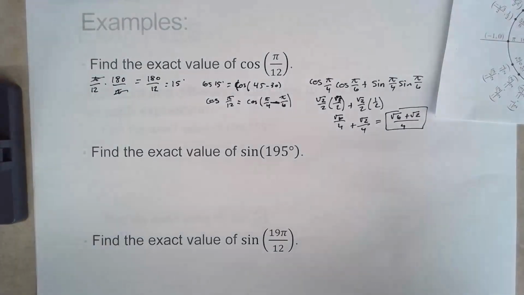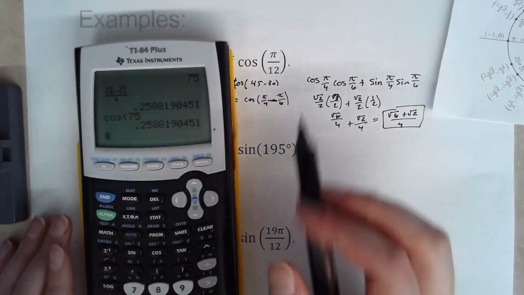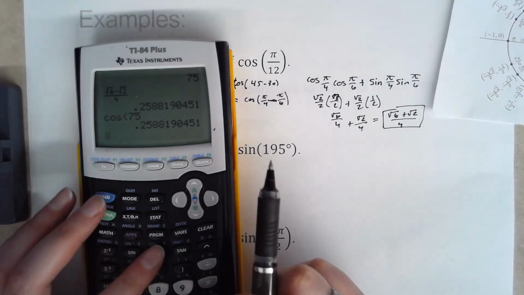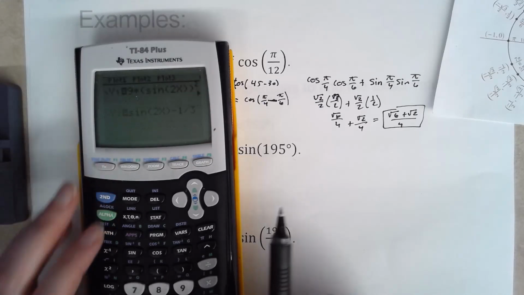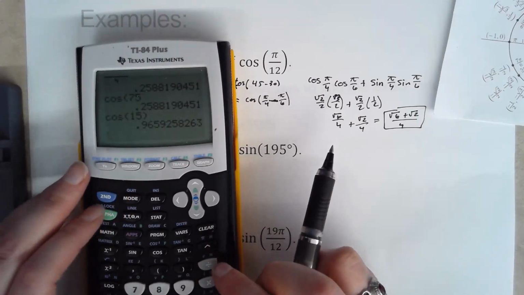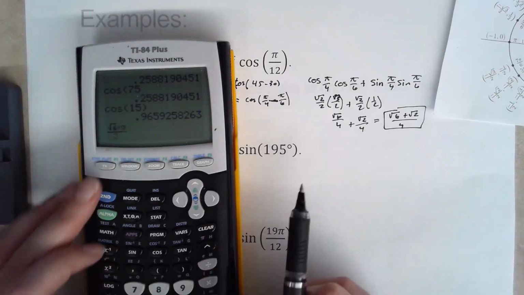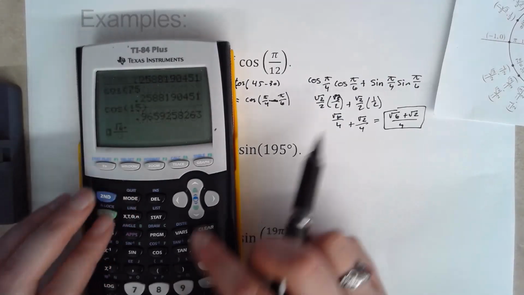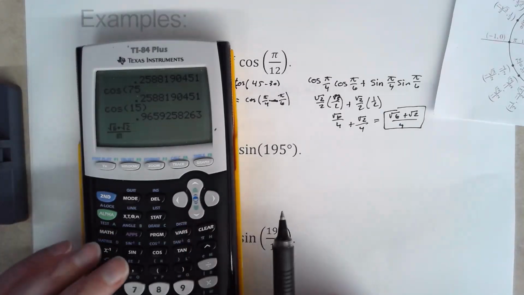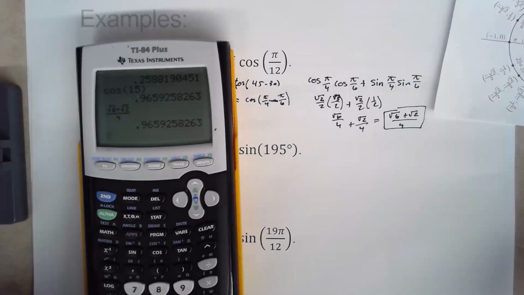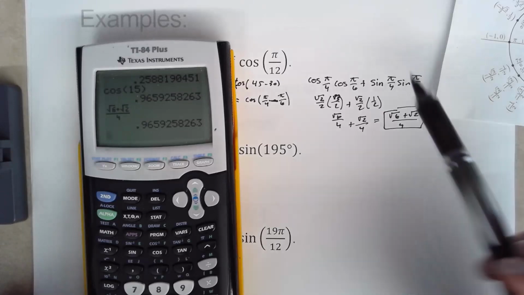If you want, you could always check these. So if I put in cosine pi twelfths, I need to be in radians. If I do cosine 15 degrees, okay, so square root 6 plus square root 2 divided by 4, and we get the same thing. It's always nice sometimes to go back and actually check these.